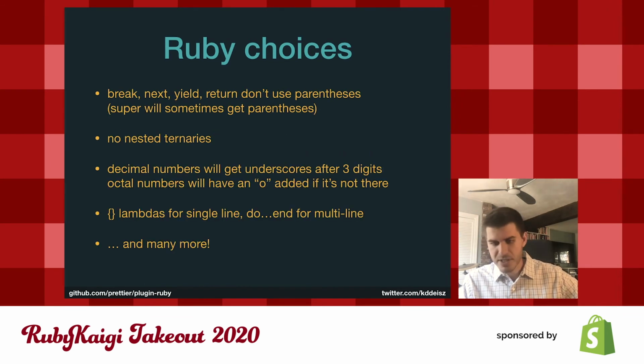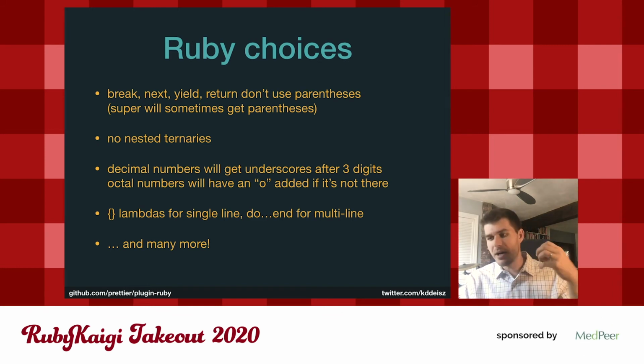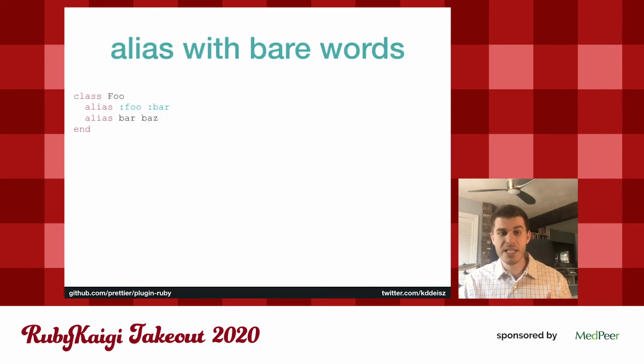Just to give a couple of examples of design decisions we've made here. The break, next, yield, and return keywords don't use parentheses. Super will sometimes get parentheses if you're overriding the arguments of the parent. There's no nested ternaries. We format numbers in very specific ways. We change between braces and do end for lambdas and multi-line. And just to give some more concrete examples, we'll always favor aliasing with bare words.